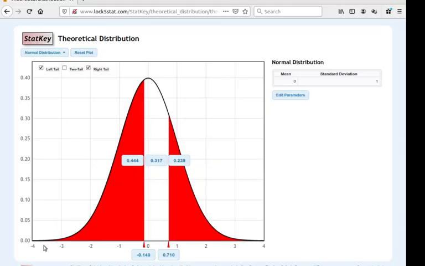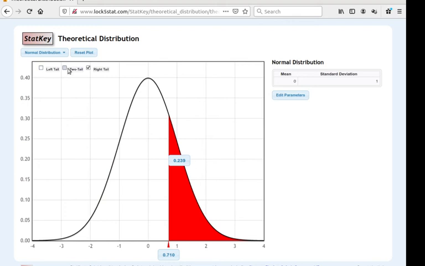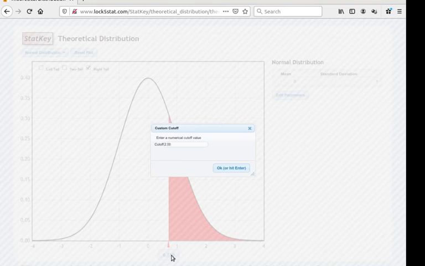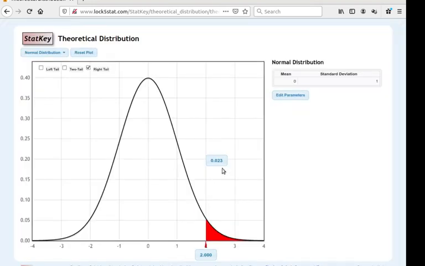Okay, StatKey, there we go, and pop it up, and I want to get rid of that. And on the right tail, I want to have 2.00. And you see, we saw this earlier actually, the 2.00. We saw it with the SAT test. It's a little over 2%, just about 2.5%. So that red area is not all that large. Not tiny small, but not all that large.